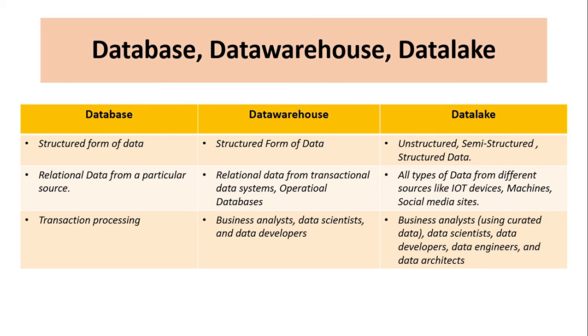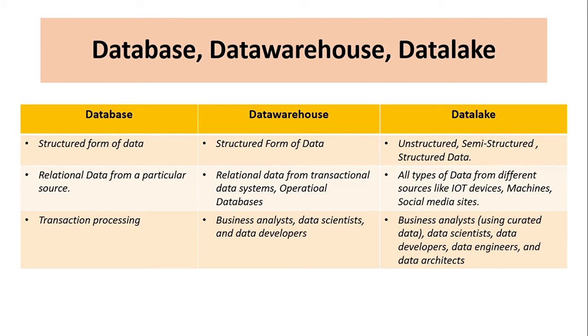So let me just read it out. We have gone through all the points that I have mentioned here. Structured form of the data, unstructured or semi-structured data; structured data can also be there. Relational data from a particular source. Yeah, of course, one source is only there in a database. In this data warehouse, relational data from transactional data systems, operational data systems, databases.